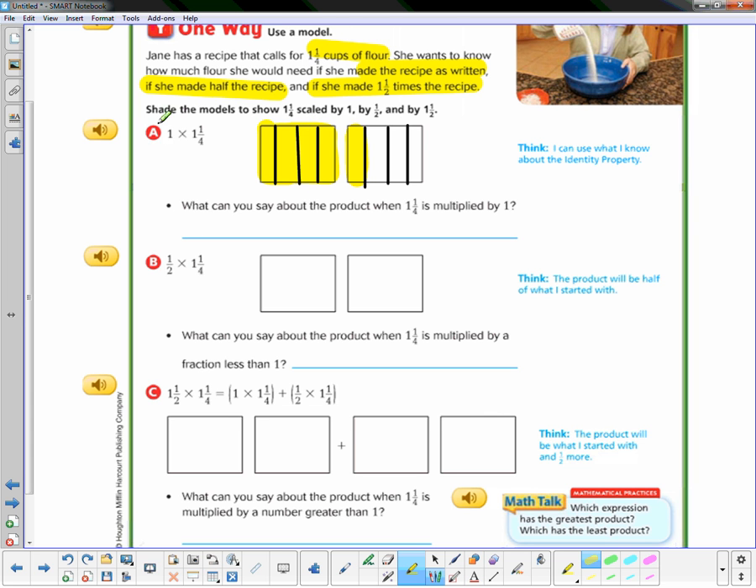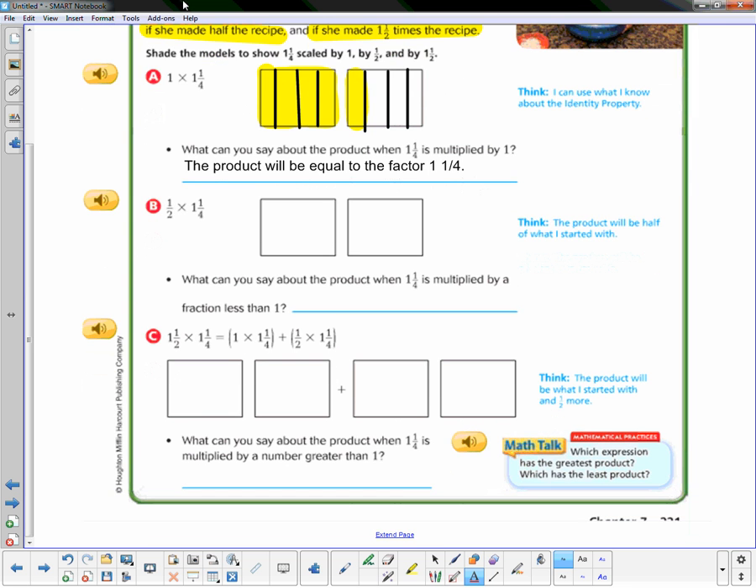So what can we say? Notice here we multiplied it by 1. What can we say about a product when 1 1/4 is multiplied by 1? Well, if we multiply it by 1, the product will be equal to the factor 1 1/4. So same thing, it stays the same. Anytime we multiply a number by 1, we get the same value.